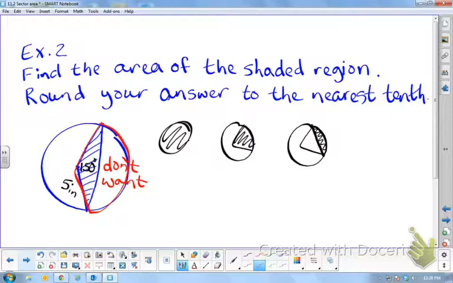So I could find the entire area, but it gives me too much, and I don't want this extra slice here, this extra kind of crescent moon shape. So if I want to take that away, well, that's our segment area. So our total area of this triangular shape would be the sector area minus the segment area.